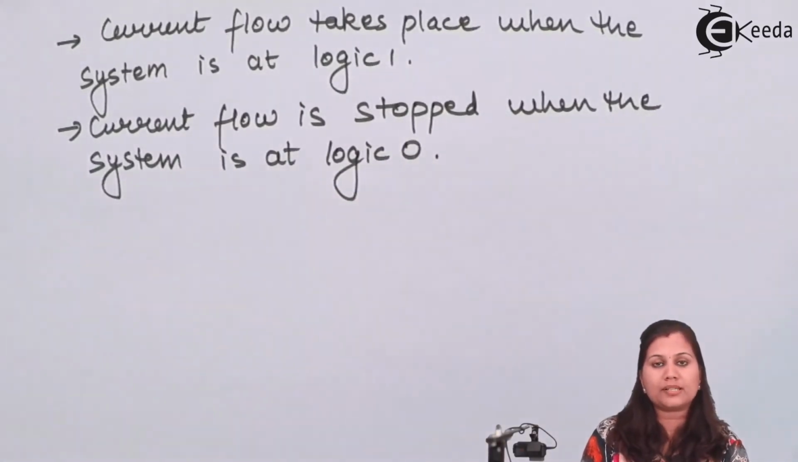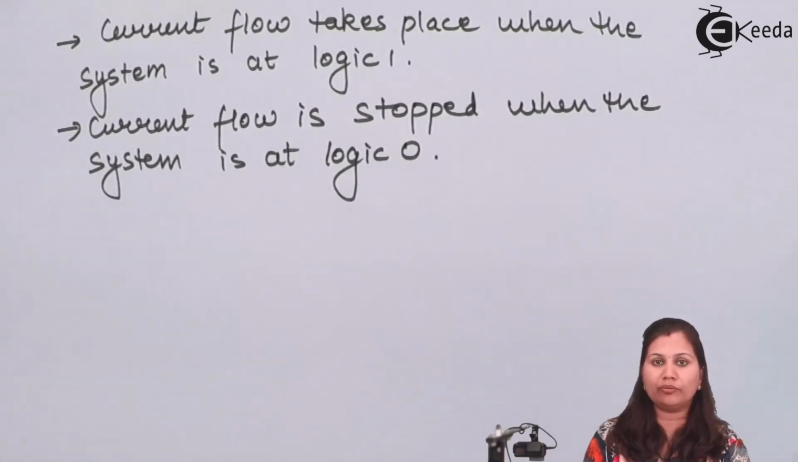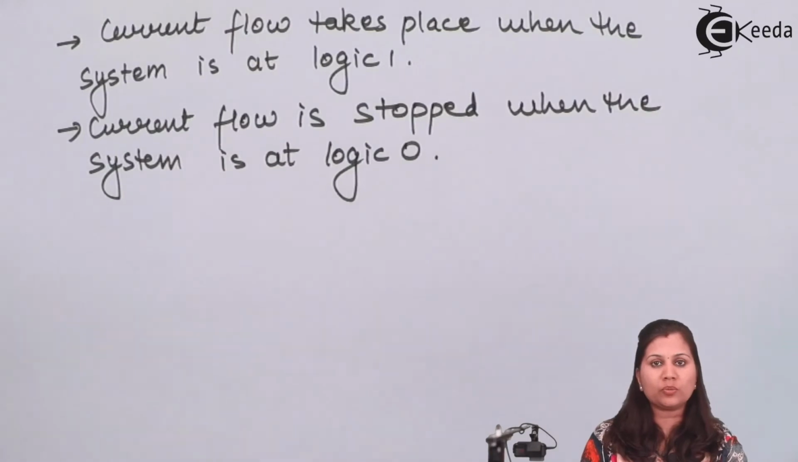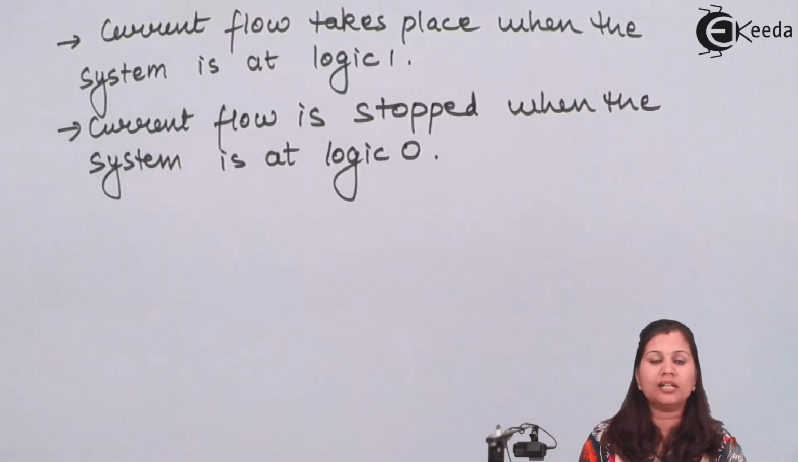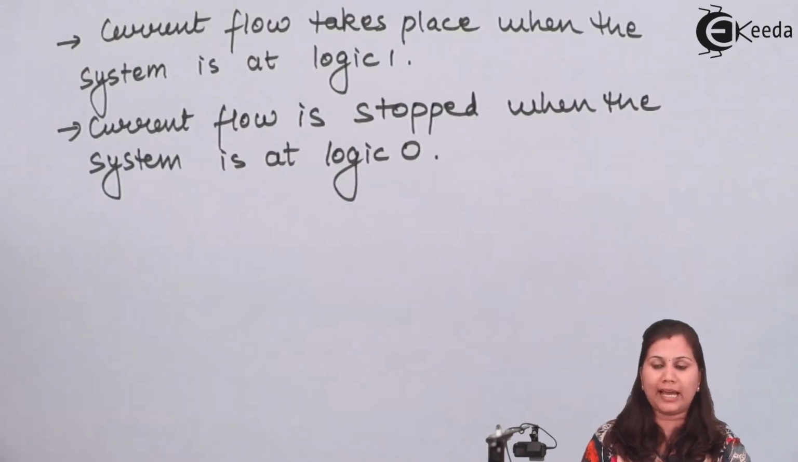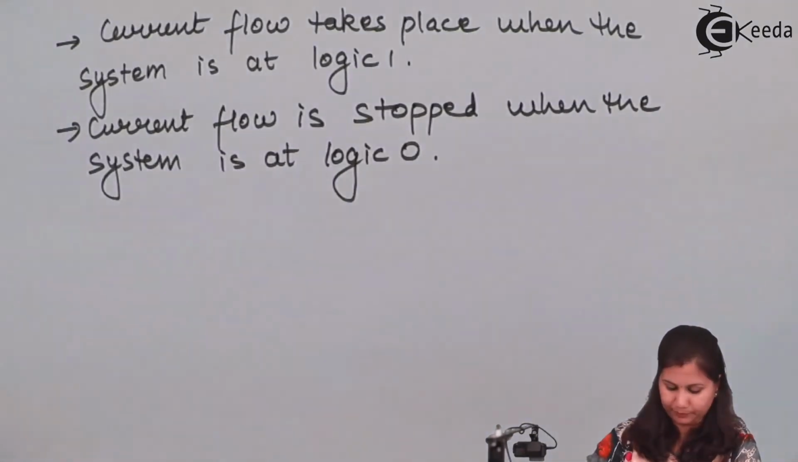So how can we transmit the data in the form of current? Suppose the system is at logic 1, then the current flow will take place, and when the system is at logic 0, then the current flow will be stopped. In this way, in the form of current and voltage levels, the serial input output data can be transmitted.